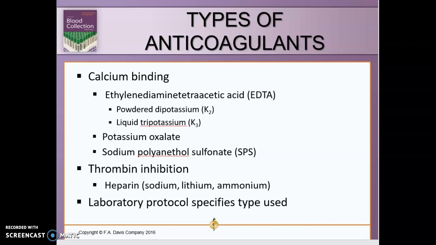These anticoagulants, we have the calcium binding anticoagulants. That is your ethylenediaminetetraacetic acid, the EDTA. We have the powdered dipotassium and the liquid tripotassium. Those are the forms of the calcium binding anticoagulants. And then we have the thrombin inhibition, which is your heparin: sodium, lithium, and ammonium.